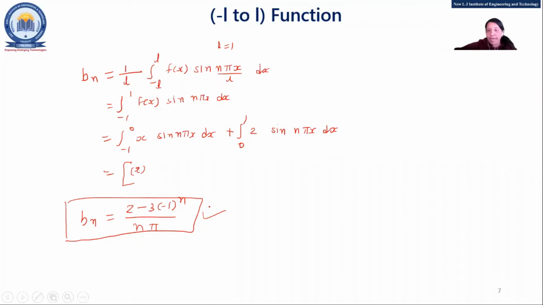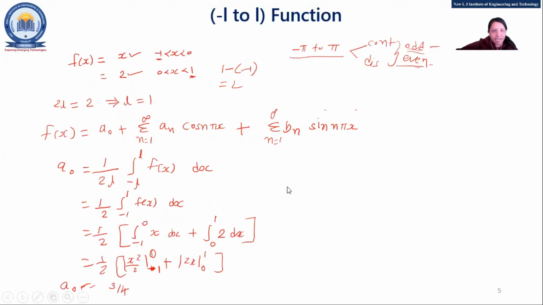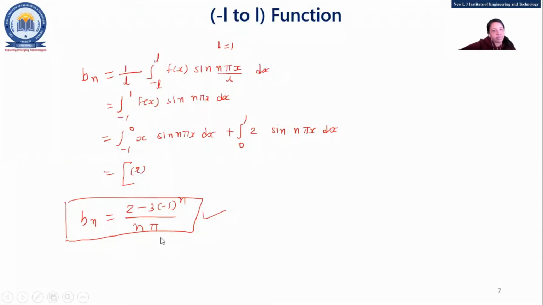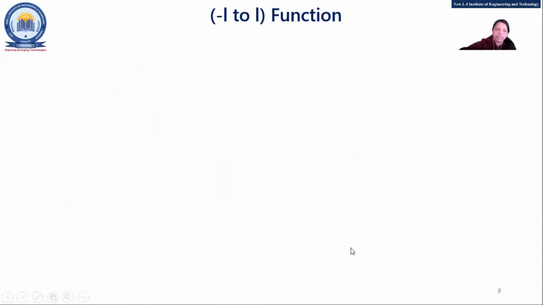So what happened here? We are having the interval minus L to L. In that one discontinuous function, we have not applied the concept of odd and even. Fine. And we have calculated A0, An and Bn. So this is the first example. Now write down the second example.